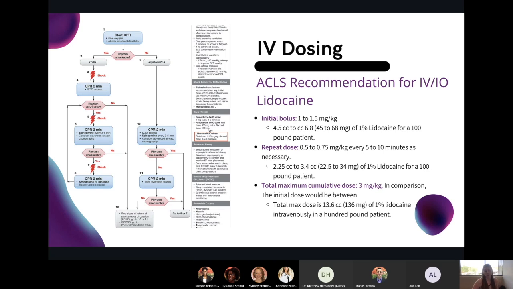For a 100-pound patient, the initial dose would be between 4.5 cc's and 6.8 cc's, which is kind of similar to what we had talked about on the last slide with the 6.8 cc's of 1% lidocaine. The repeat dose would be between 2.25 cc's to 3.4 cc's of 1% lidocaine, and the total max dose would be 13.6 cc's or 136 milligrams of 1% lidocaine.